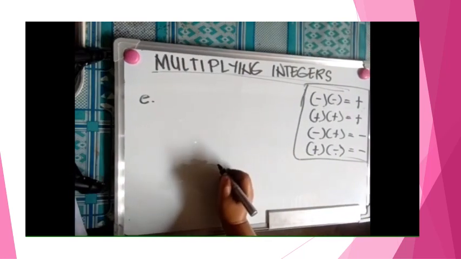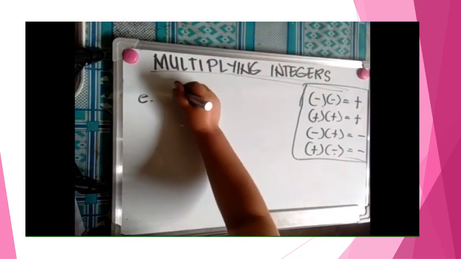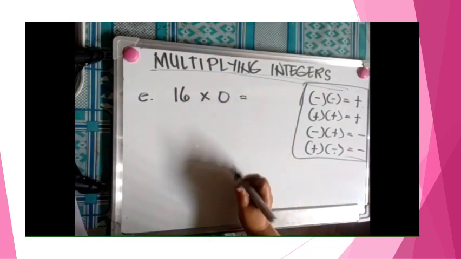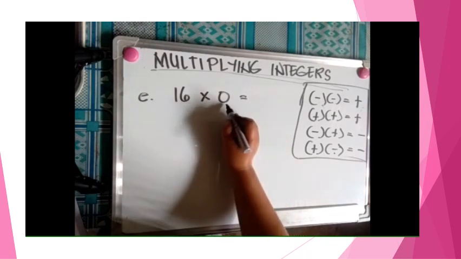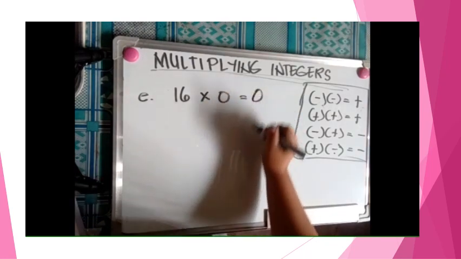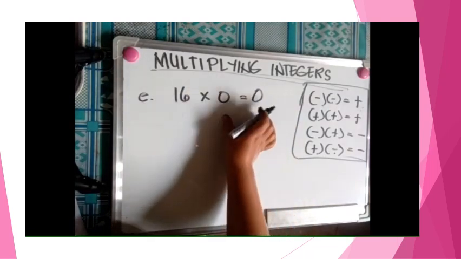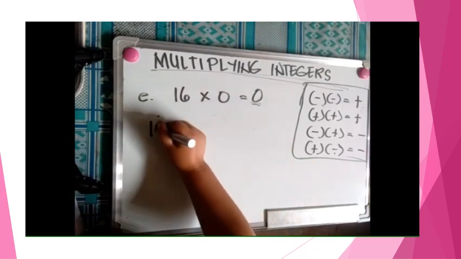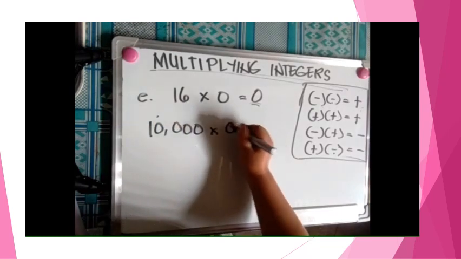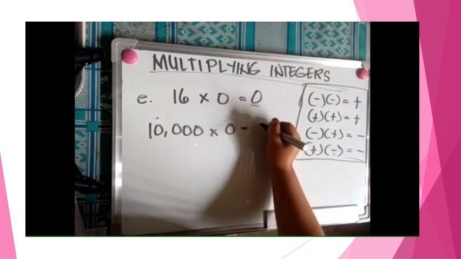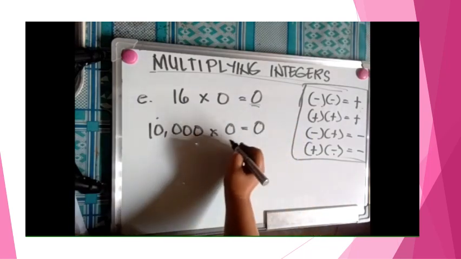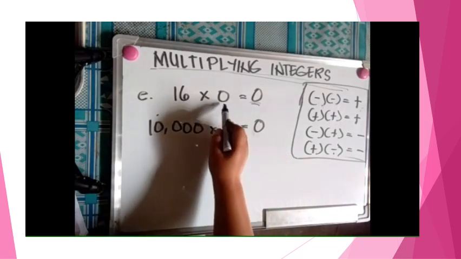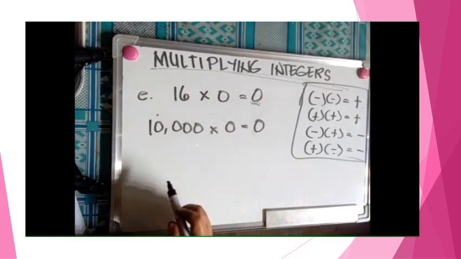Okay, another example. We have 16 times 0. What is the answer? Okay? So we have a rule. Any number multiplied by 0 gives a product of 0. No matter how big it is. For example, 10,000 times 0. What is the answer? It is 0. What about 1 trillion times 0? The answer is always 0. Any number multiplied by 0, the answer is 0. Understood? Very good.